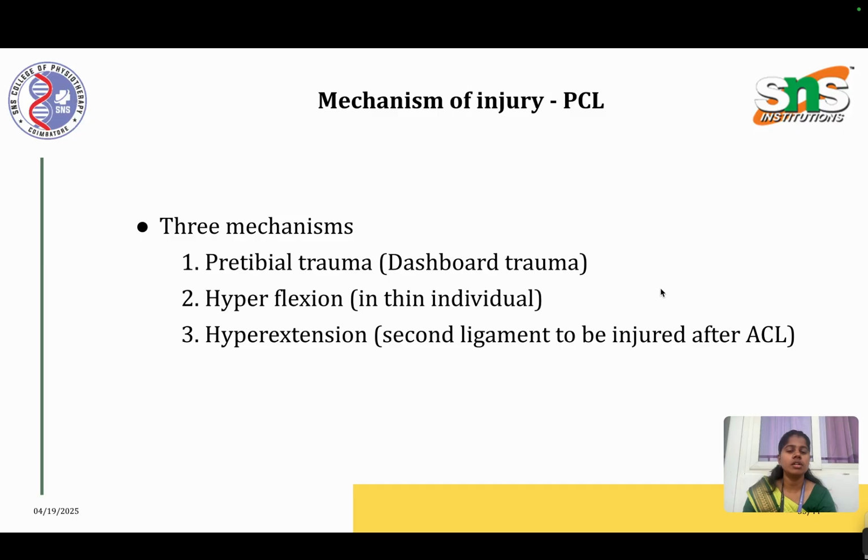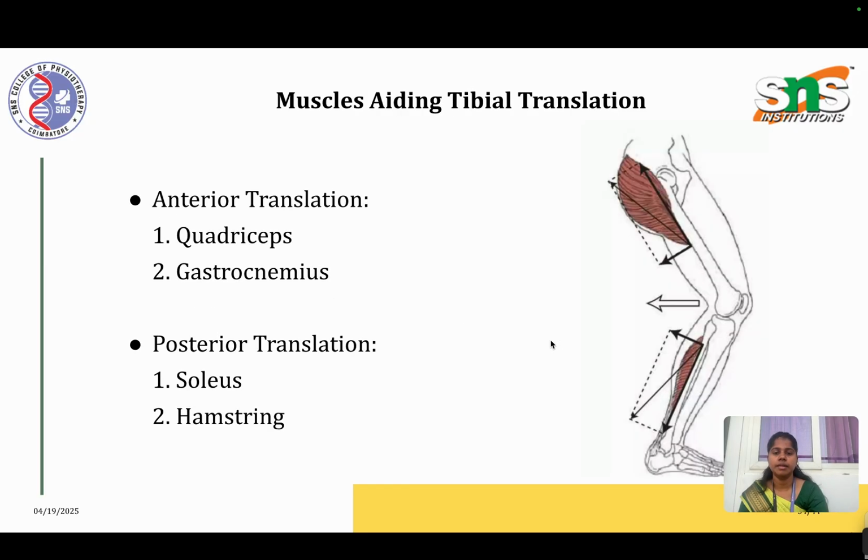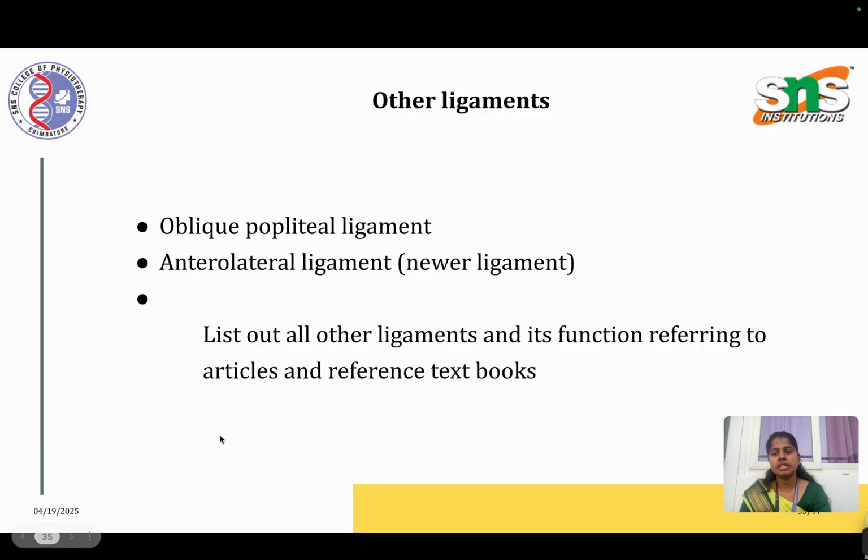The mechanism of injury is pre-tibial trauma, hyperflexion and hyperextension. That is a dashboard trauma in thin individuals, and it is the second ligament to be injured after ACL. Muscles aiding in tibial translation are the quadriceps and gastrocnemius in anterior translation, whereas soleus and hamstring in posterior translation. Other ligaments include the oblique popliteal ligament and anterolateral ligament.